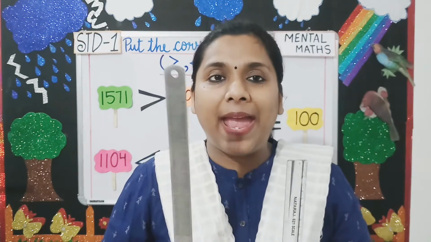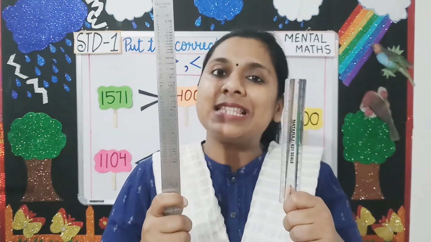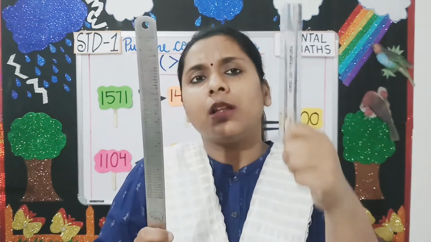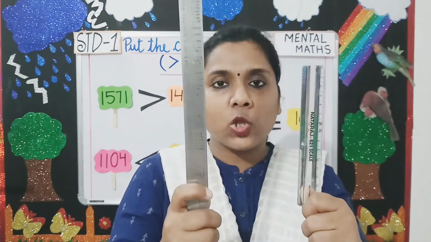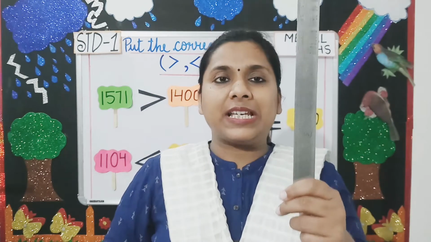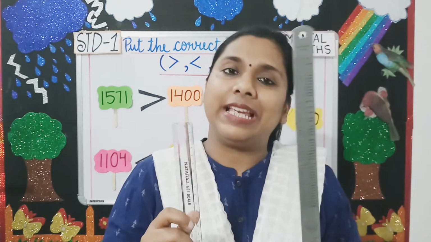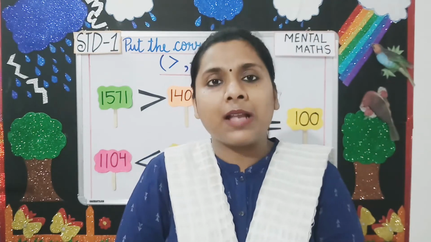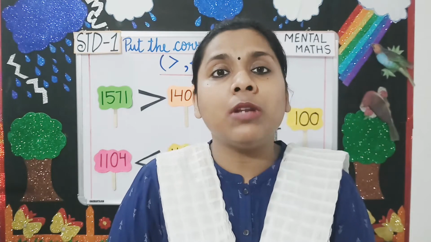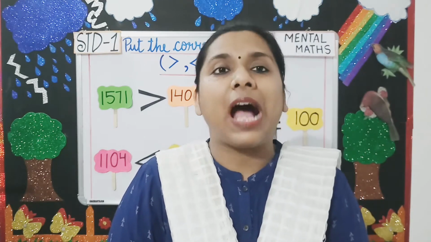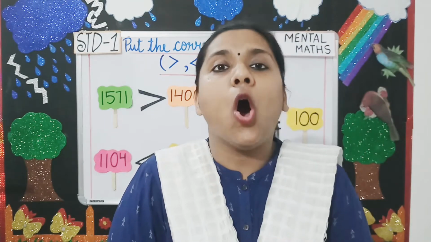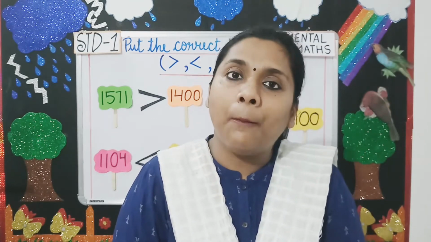So when we compare two objects, we can say that either this object is smaller than this object, or we can say that this object is greater than this object, isn't it? Can we say, students? Yes. Similarly, in mathematics, when we compare two numbers, we can say that either the first number is greater than the second number, or we can say that the second number is less than the first number.